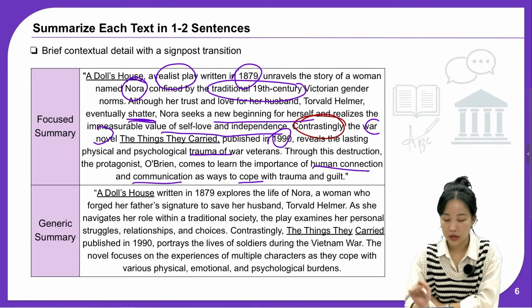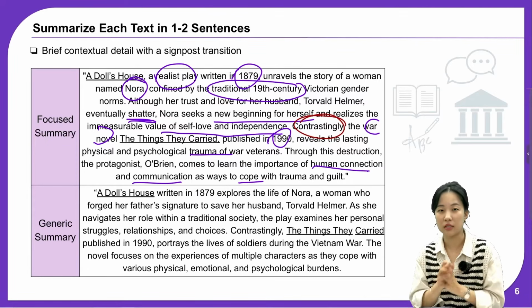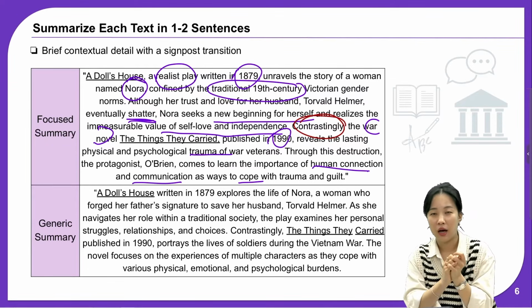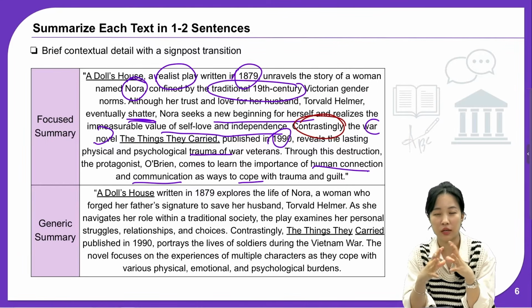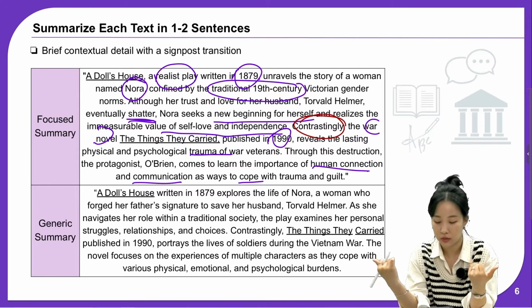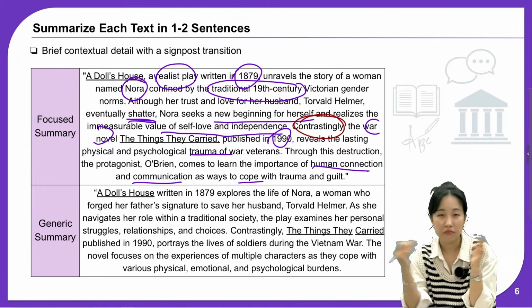Then what's a more generic summary? Just because it's more concise doesn't mean that it's more compact. At the same time, length doesn't really matter, right? You could write a generic summary that's longer than this focused summary. So we'll quickly read what it says here. A Doll's House, written in 1879, explores the life of Nora, a woman who forged her father's signature to save her husband, Torvald Helmer. As she navigates her role within a traditional society, the play examines her personal struggles, relationships, and choices. Not bad, right?